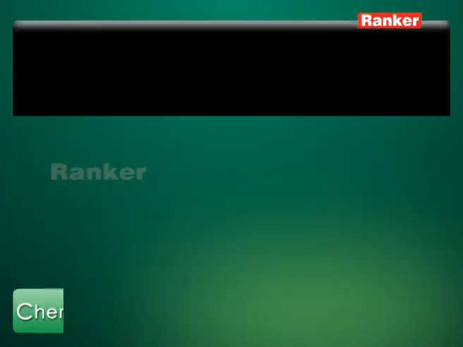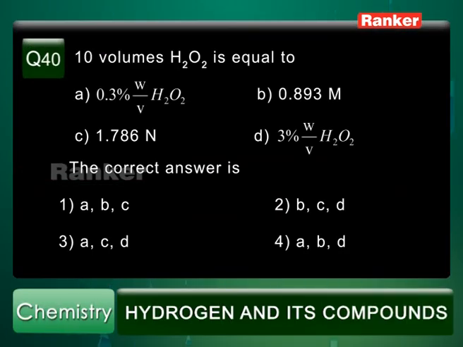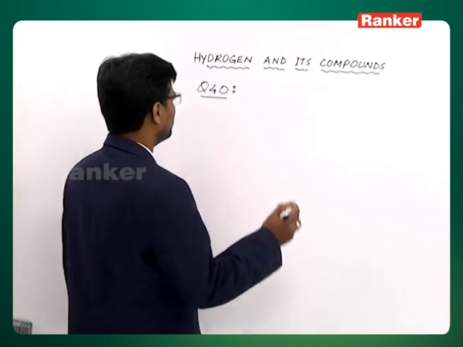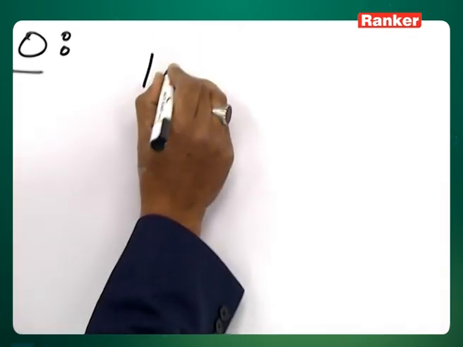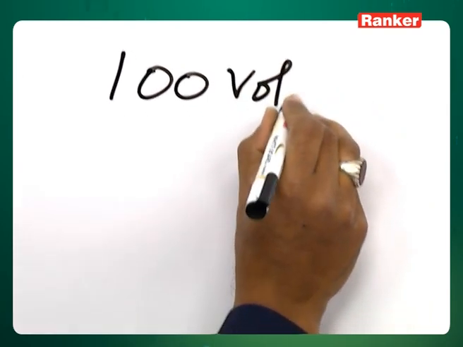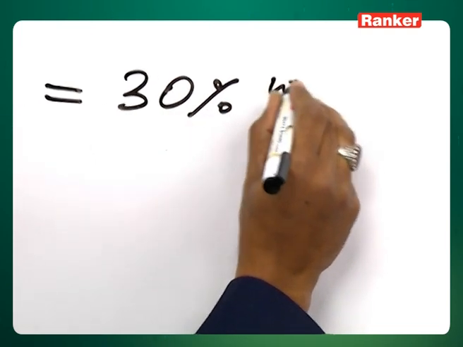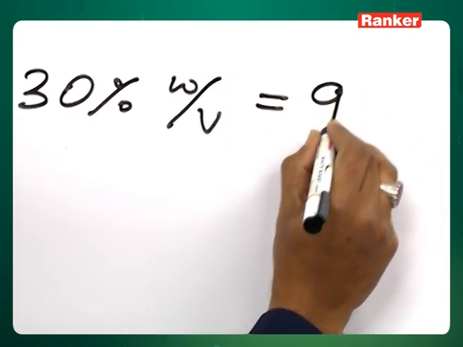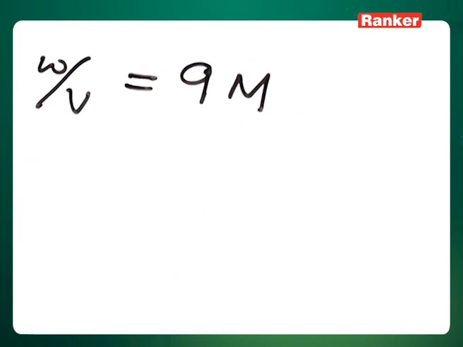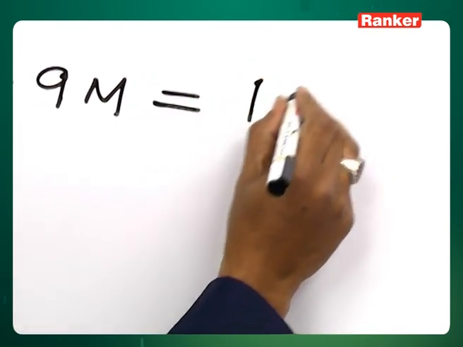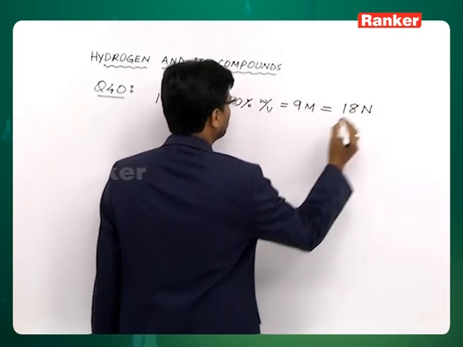Question number 40. 10 volumes of H2O2 is equal to A, 0.3% weight by volume H2O2, B, 0.893 molar H2O2, C, 1.786 normal H2O2, D, 3% weight by volume H2O2. You need to remember this conversion factor. 100 volume H2O2 is equal to 30% weight by volume H2O2. This is equal to approximately 9 M, and this is equal to approximately 18 normal.